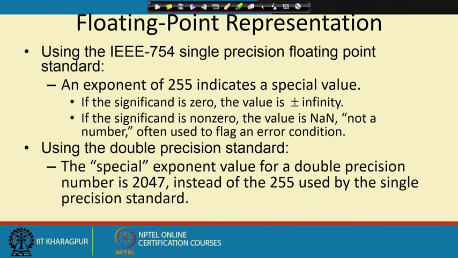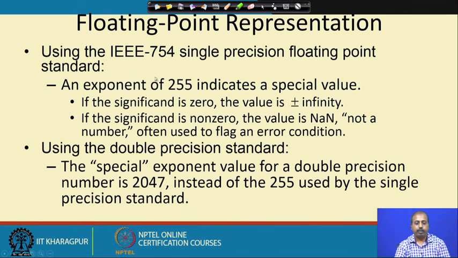So, in the floating point representation there is one more point regarding the numbers that we are going to store, like in the IEEE 754 single precision floating point standard. An exponent of 255 indicates a special value. If the significant part is 0, this represents plus infinity or minus infinity depending upon the sign bit. So, this has got a special representation of infinity. On the other hand, if the significant part is non-zero, then it means it is not a number.